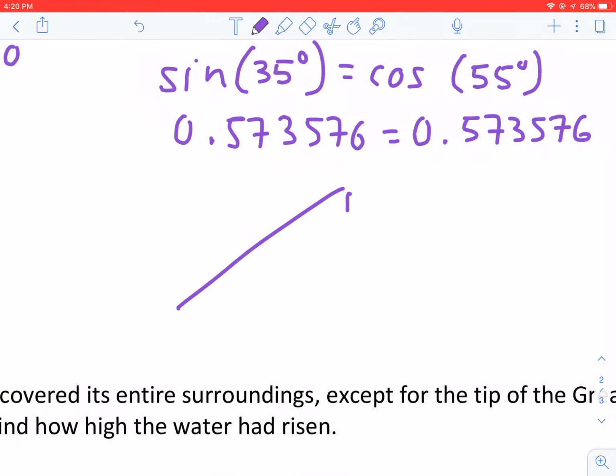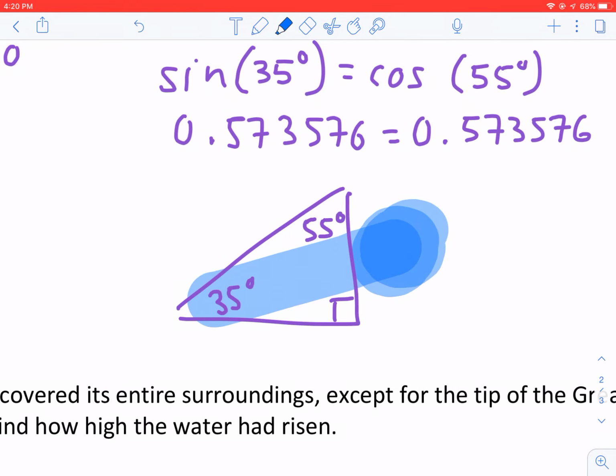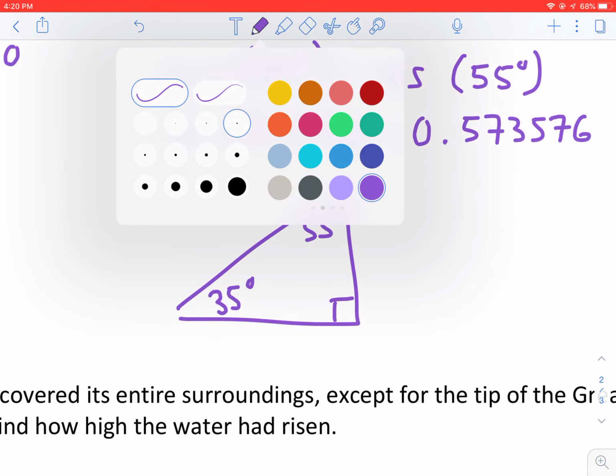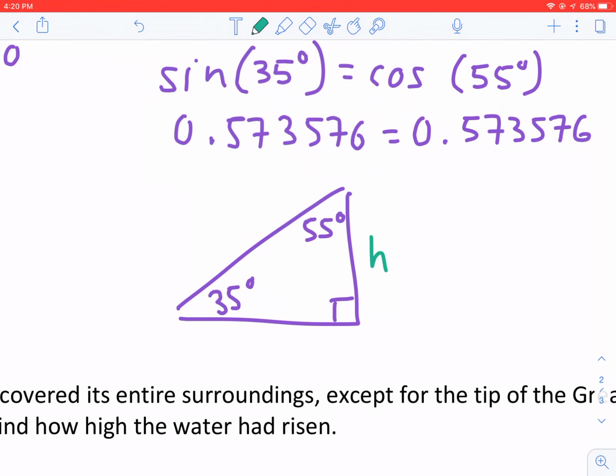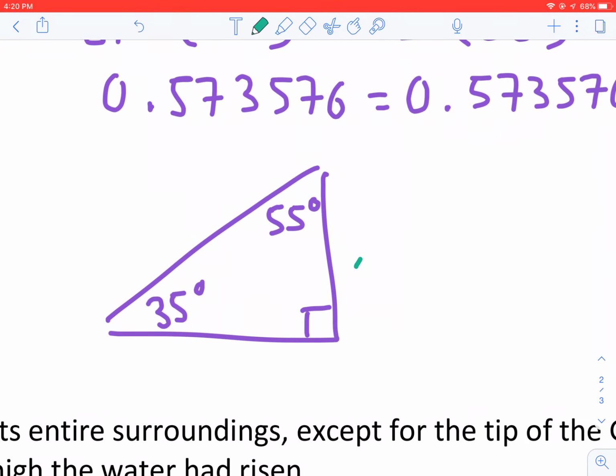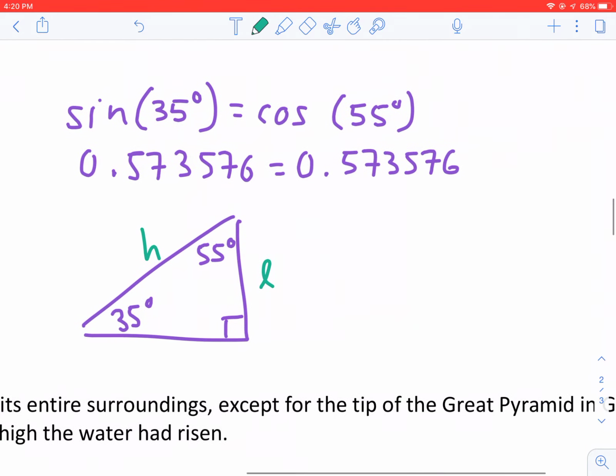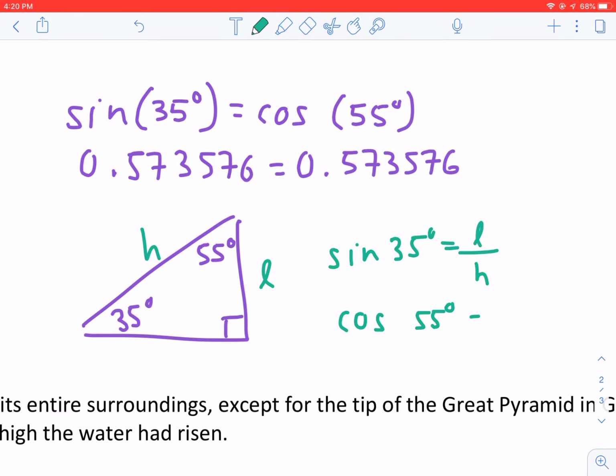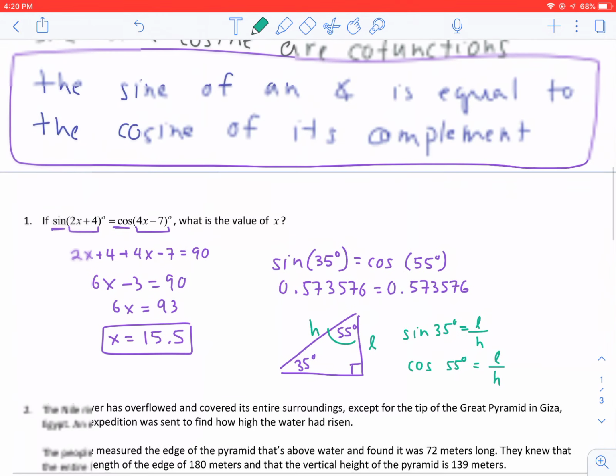If you want a little diagram, if that's 35 degrees, then that must be 55 degrees in a right triangle. So sine is going to be opposite, or this length. Let me call that a leg, and let me call that h, right? Sine of 35 would equal the length of that leg over the hypotenuse, and cosine of 55 in the same triangle would have to be the adjacent side, which is the length of that leg, over again the hypotenuse h. Cool?